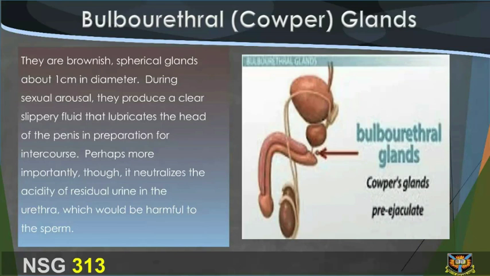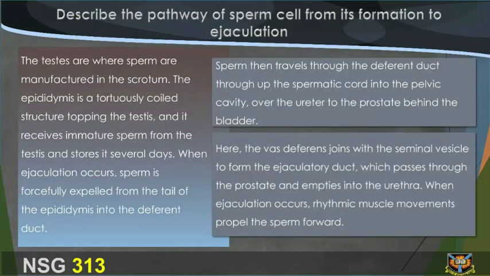Bulbourethral glands. They are brownish, spherical glands, about 1 cm in diameter. During sexual arousal, they produce a clear, slippery fluid that lubricates the head of the penis in preparation for intercourse. Perhaps more importantly, it neutralizes the acidity of residual urine in the urethra, which could be harmful to the sperm.